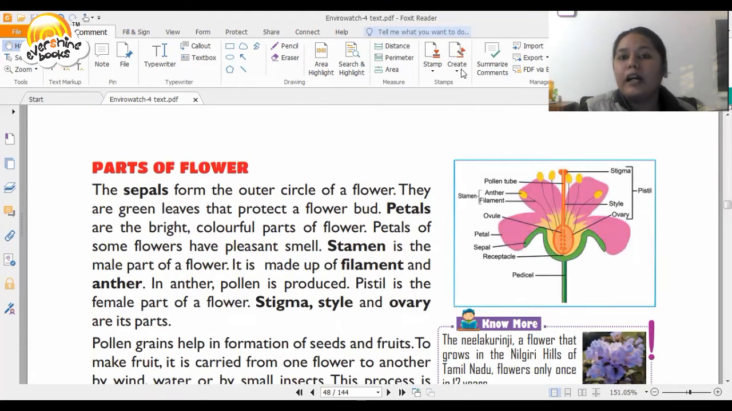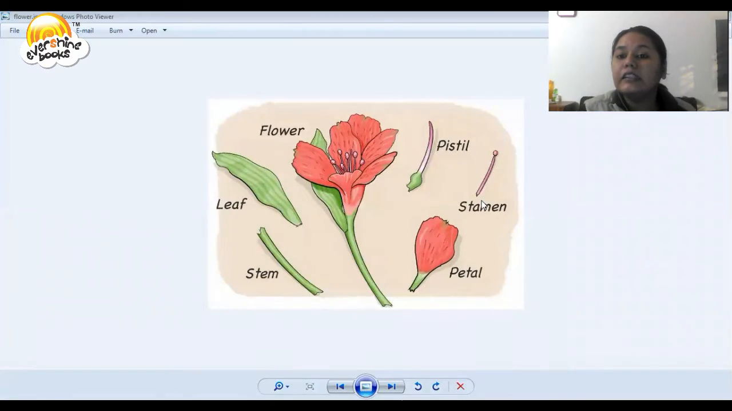Now we talk about parts of a flower. So, here I'm going to show you one diagram. So you see this? These are the different parts of the flower. So you have a leaf, you have a stem, you have pistil, you have stamen, and you have a petal. So we know what a leaf is, what a stem is, petal also we know. Let us understand about the other parts. So here we go.